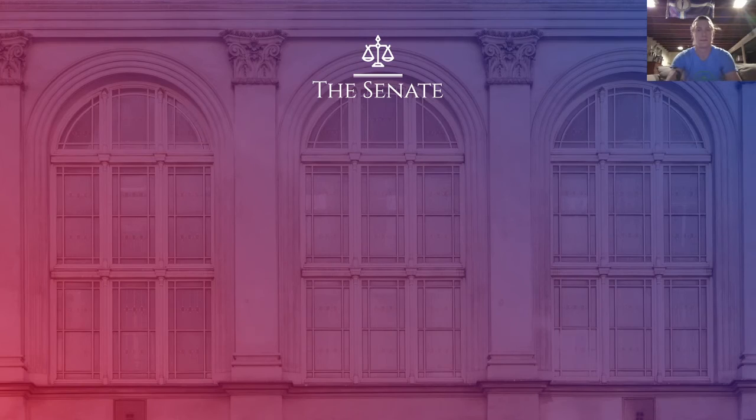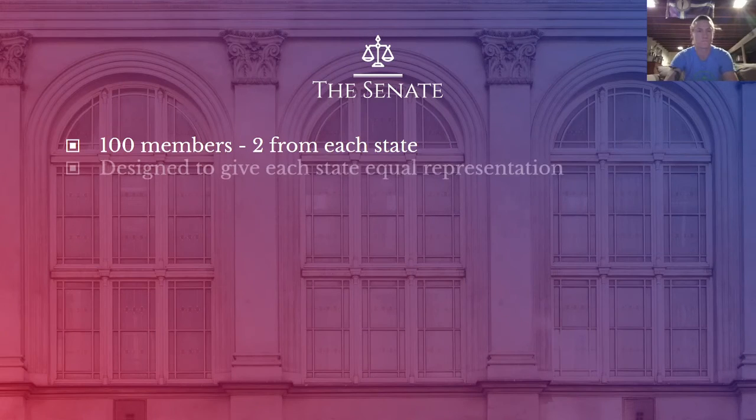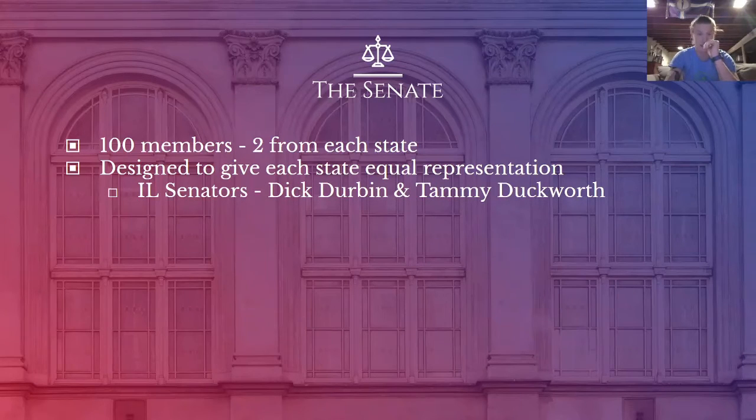So let's get started with the upper house, if you will, the Senate. There's 100 members, 2 from each state. If we think back to the New Jersey Plan, this is what the New Jersey Plan is looking for: equal representation for all the states. They each get 2. The Illinois senators are Dick Durbin and Tammy Duckworth, both Democrats. They serve 6-year terms, and they're staggered.